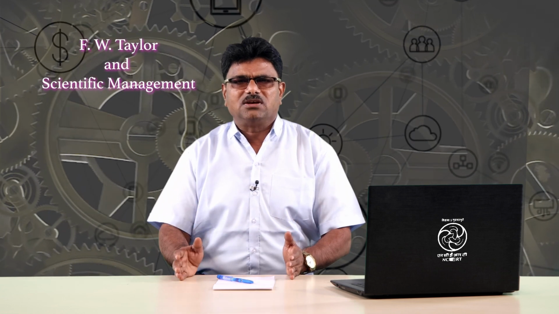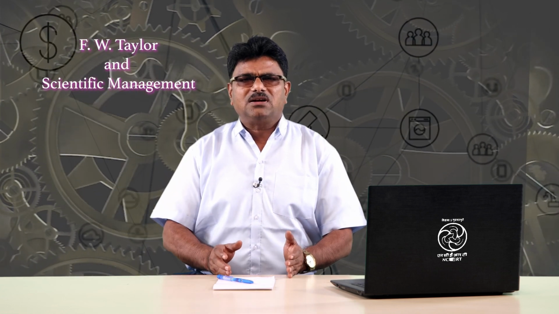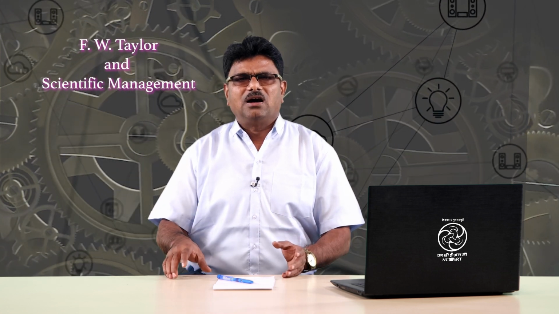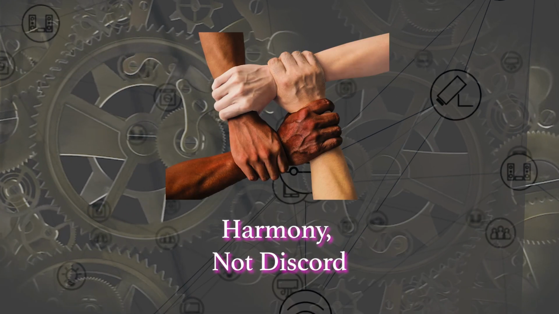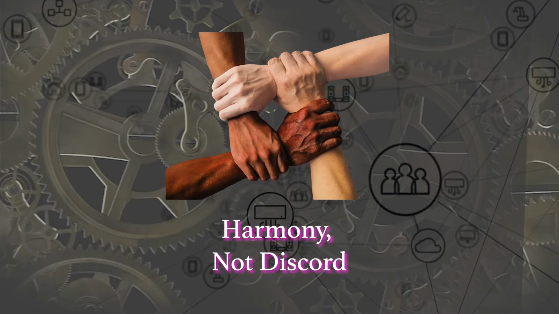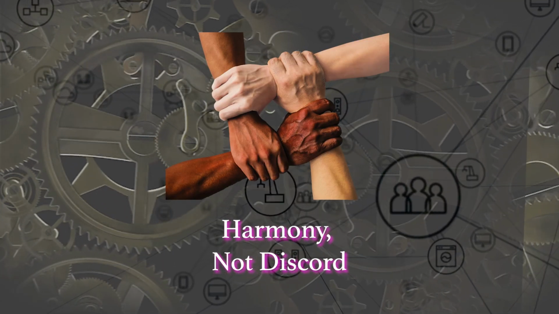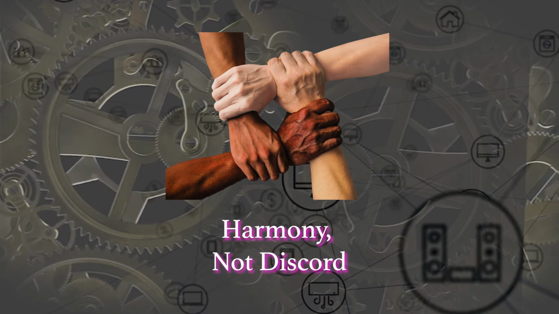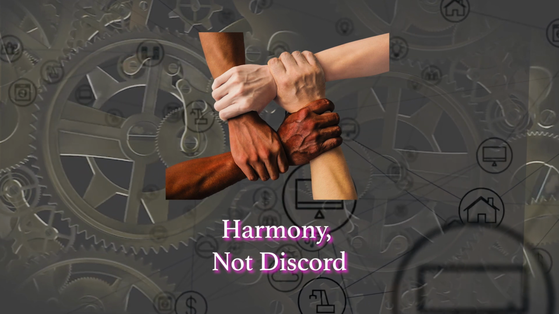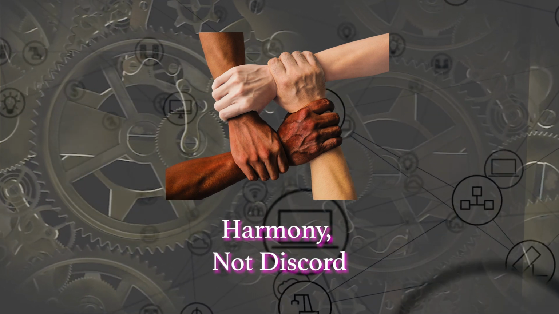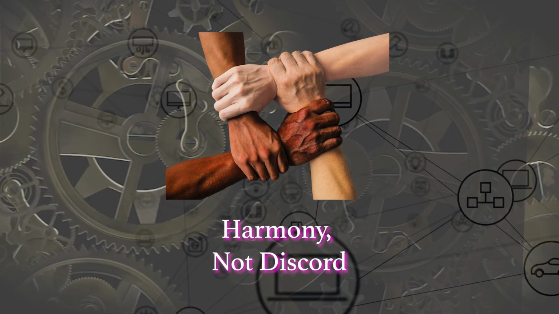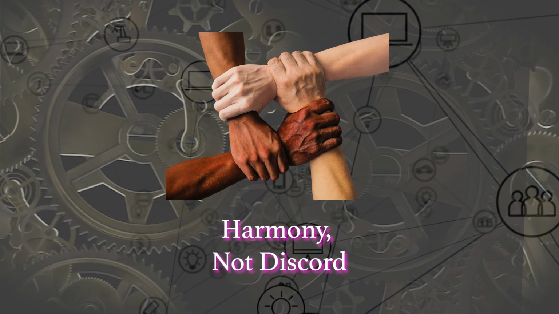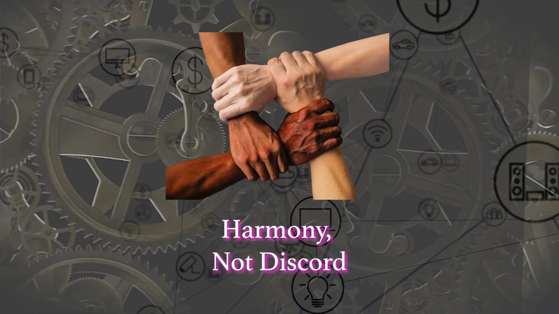Now, look at this picture. I will explain here the next principle of scientific management. It is harmony, not discord. According to this principle, F.W. Taylor said that the factory system of production implies that managers serve as a link between the owners and the workers. Since they are the managers, they have the mandate to get work done from the workers.